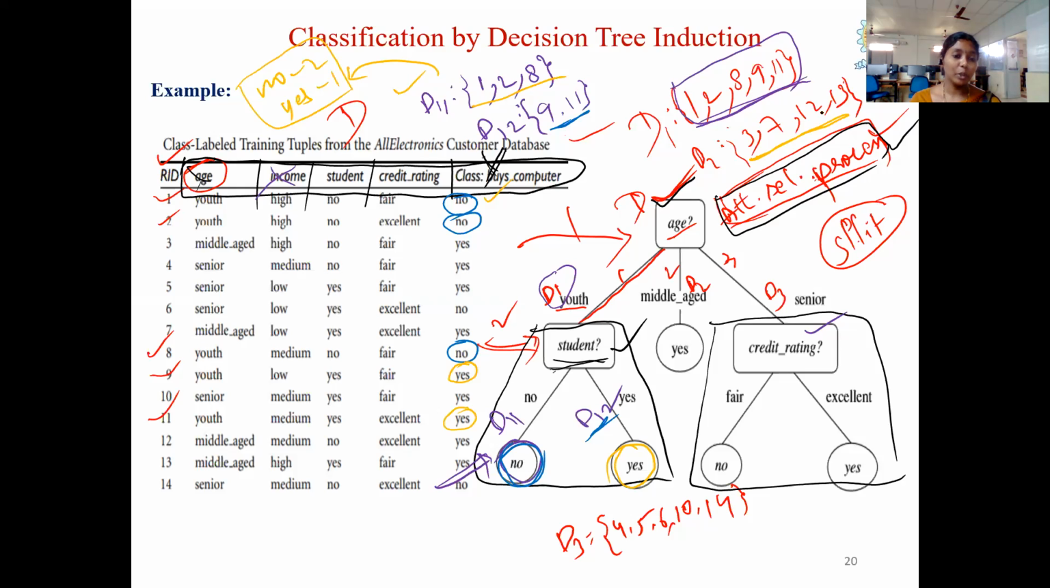And here we need to discuss one last thing about the decision tree, that is the purity of the partition.